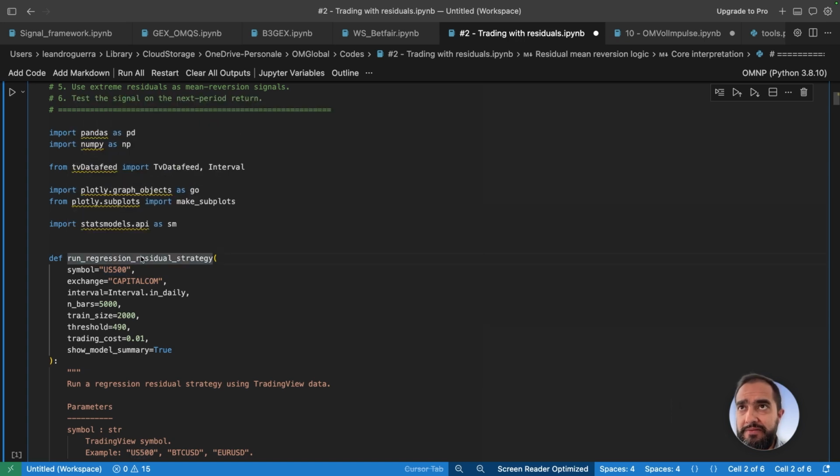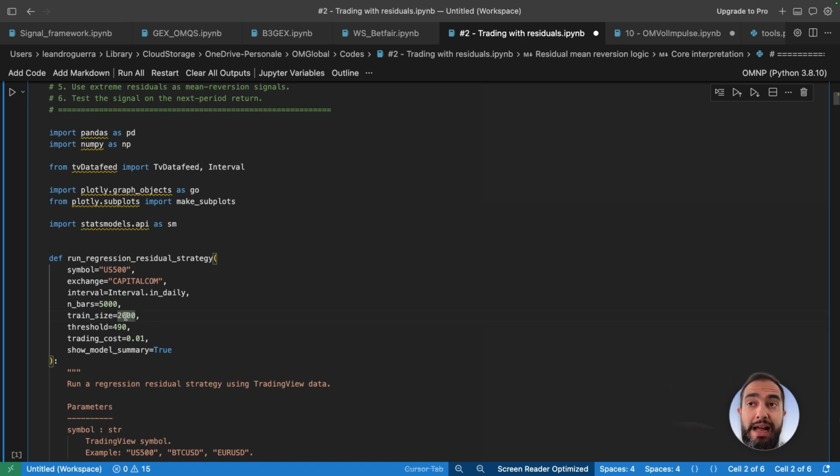So in this first function, which is the key one that we call run regression residual strategy, we will have as parameters the symbol and the exchange. We will be using the daily time frame, the last 5,000 days, to do two things. One, training or fitting the linear regression, and then the other 3,000 points, which come after the train size of 2,000, will be for testing purposes.